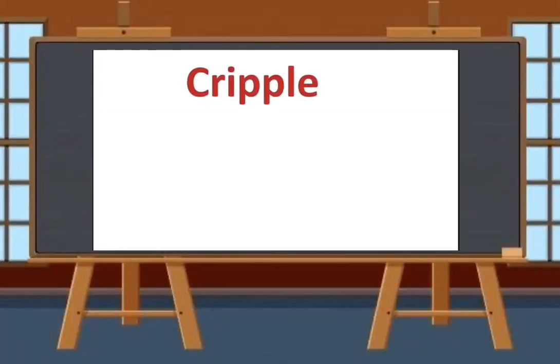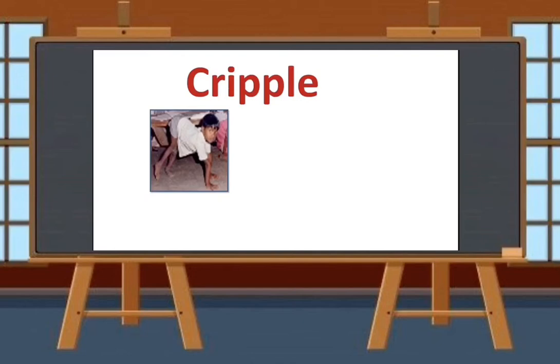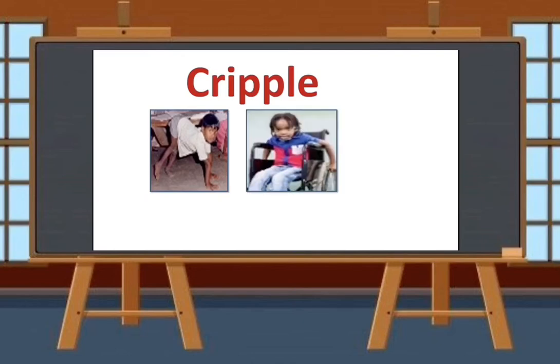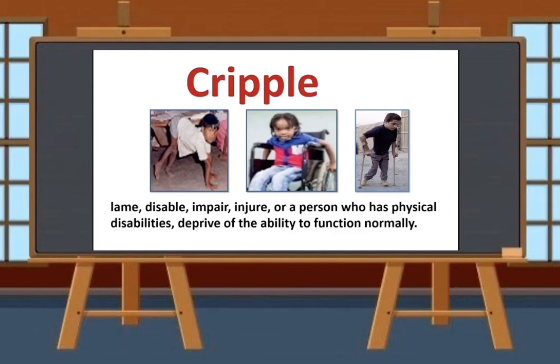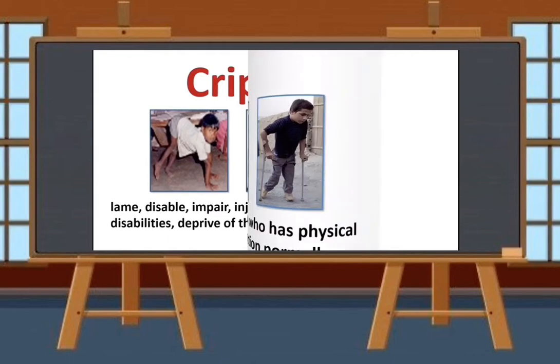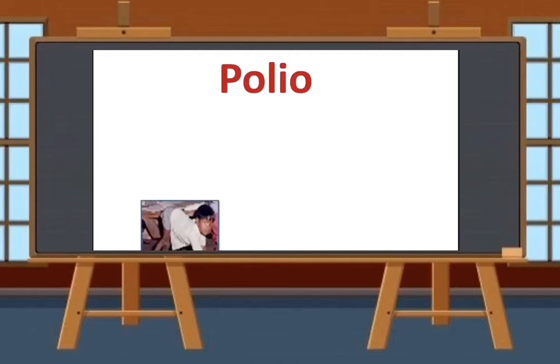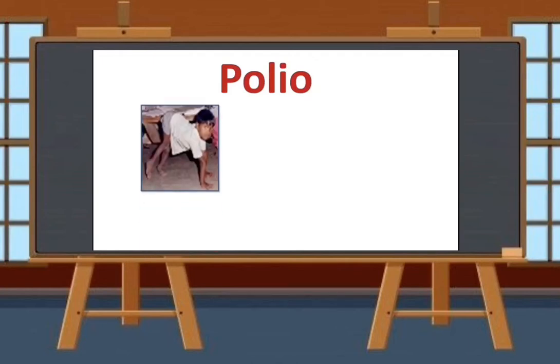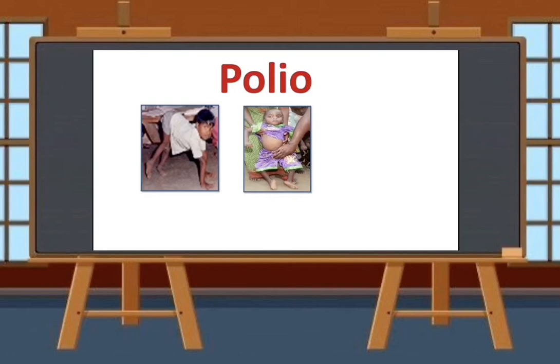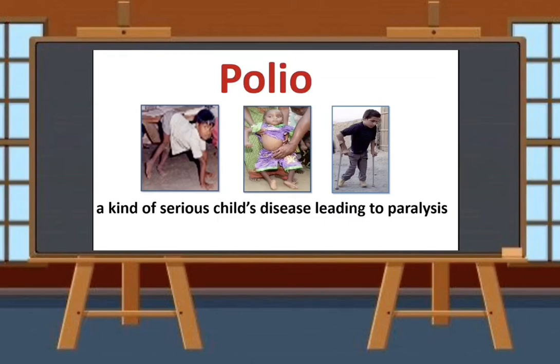Cripple. Cripple means lame, disabled, impaired, injured, or a person who has physical disabilities or cannot walk properly. Next is polio. What does polio mean? Polio is a kind of serious child's disease leading to paralysis.